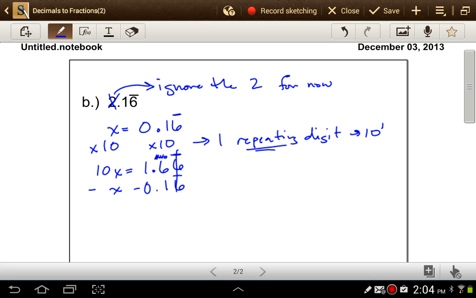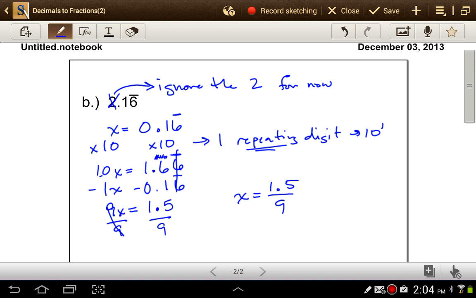6 minus 1 is 5. Decimal point moves down. I get 1. 10x minus 1x is 9x. So I get 9x equals 1.5. This makes it harder because now I'm dealing with decimals and eventually fractions. All right, now what I'm going to do is divide both sides by 9. That's going to get rid of those. So I'm going to be left with x equals 1.5 ninths.